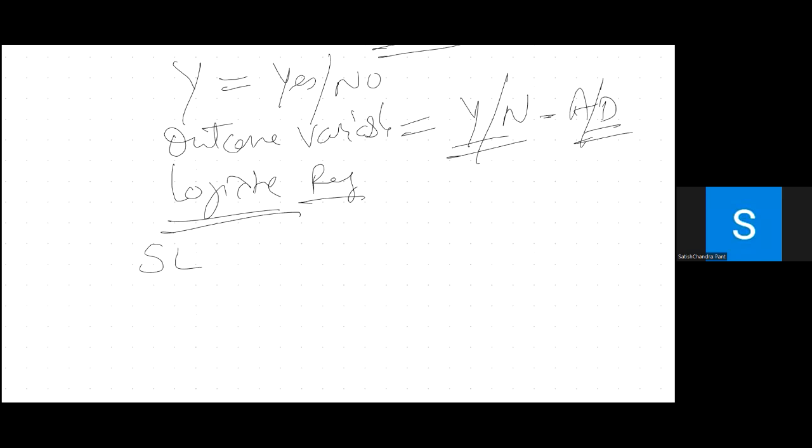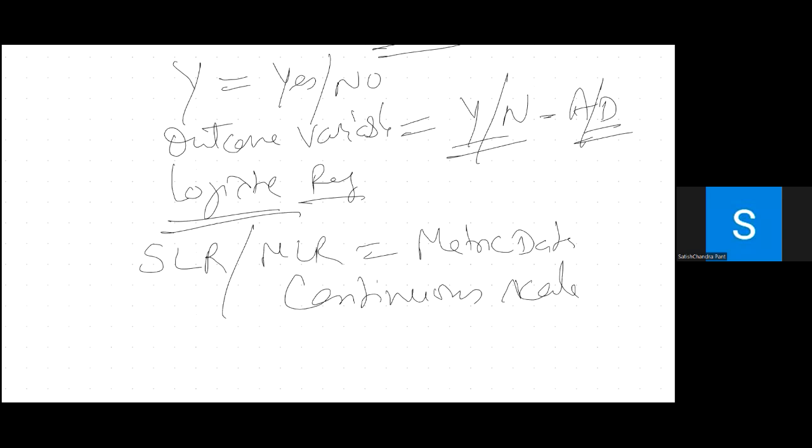In case of simple linear regression and multiple linear regression, we use metric data, that means on a continuous scale. So this is one of the important points to note. If we have continuous scales, I mean the data is in a metric scale, we will only use SLR and MLR. But when our data is in categorical variables, in the form of yes or no, or agree or disagree, in that case we will use logistic regression, right? That's it. Thank you.